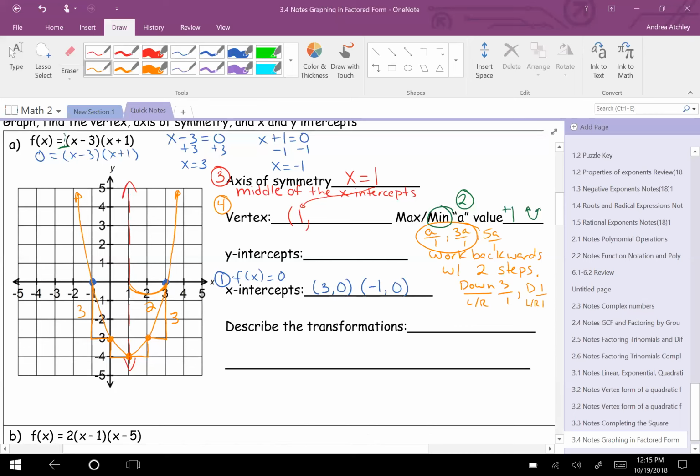So here is my vertex. It is at 1 and negative 4.